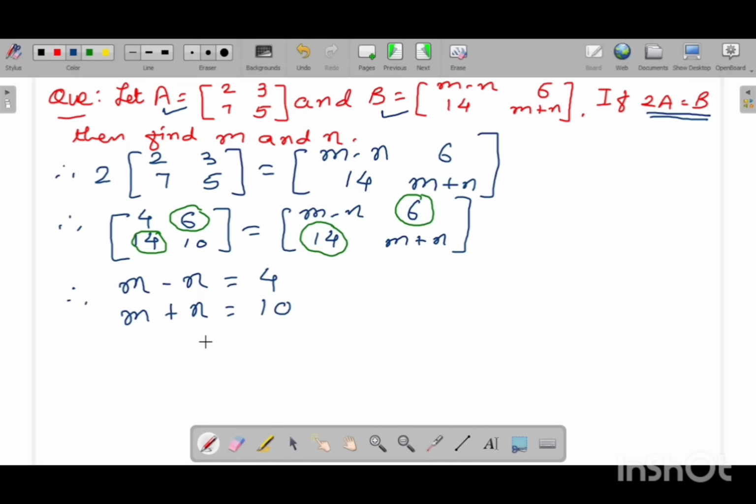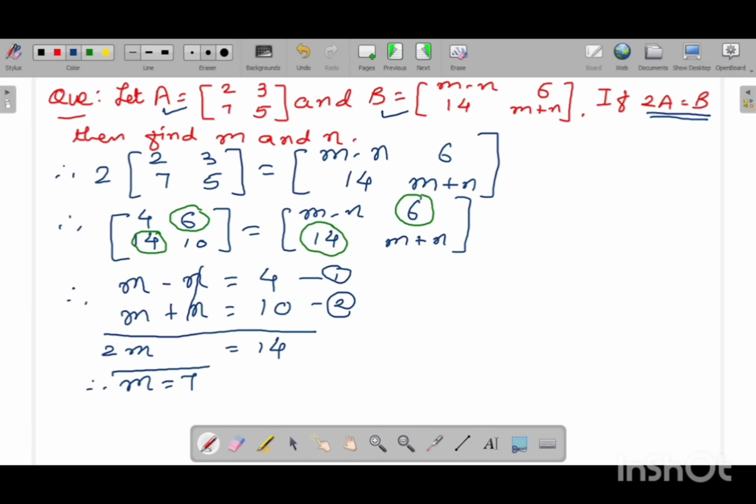Yes, you have guessed right. Let me eliminate n. The coefficients of n are already equal and the signs are different, so I just need to add both equations. m plus m is 2m, minus n and plus n cancel out, and 4 plus 10 is 14. So I get the value of m, which is 7.